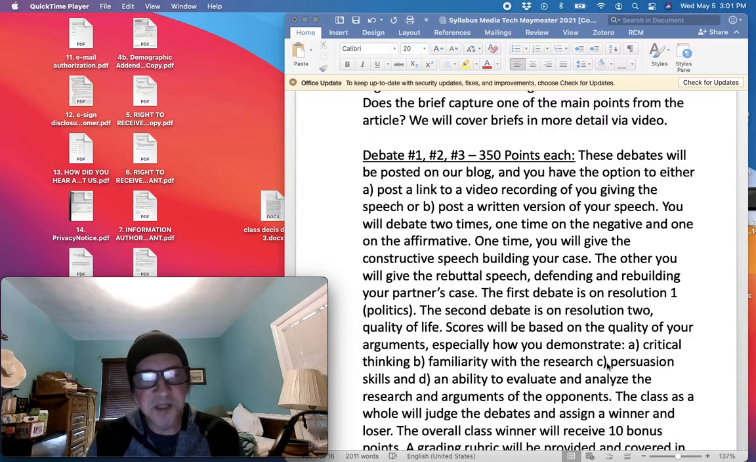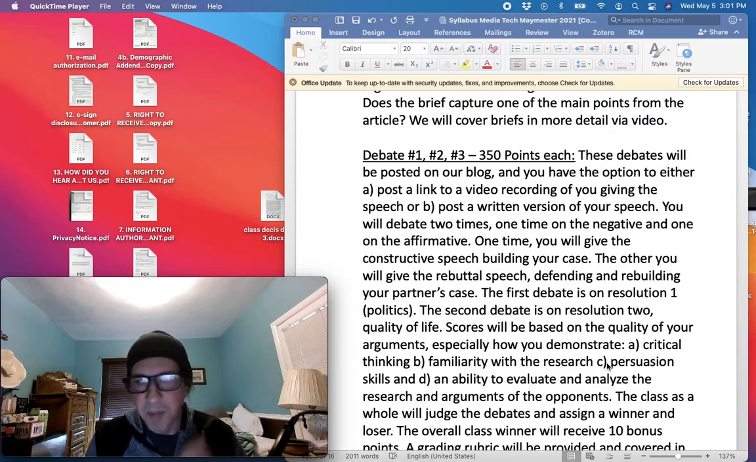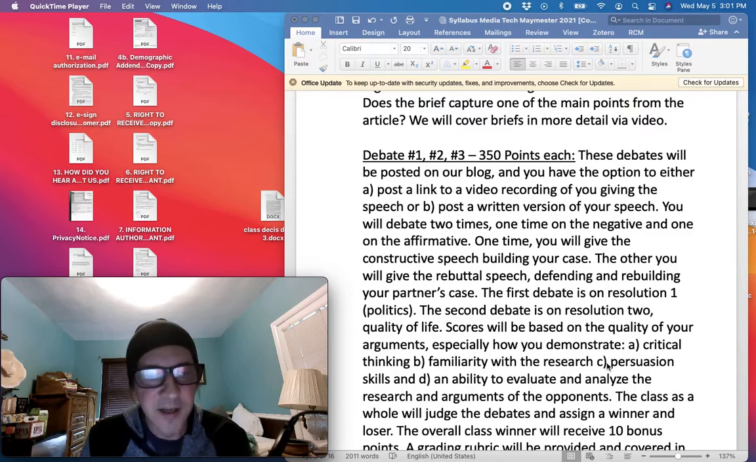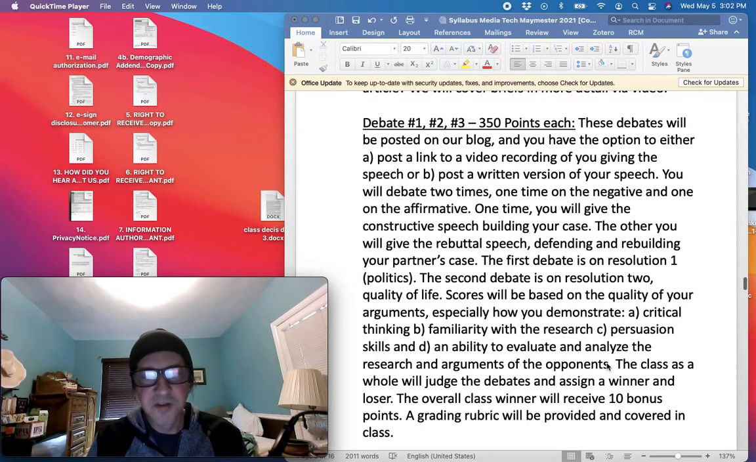And the second kind of speech is called a rebuttal speech. And a rebuttal speech is where you're responding to that case. So say you're a negative speaker and you're doing the negative rebuttal, you'll be answering the affirmative's case, the affirmative's constructive speech. Still using research, but also using sort of your own critical analysis to do those rebuttal speeches. So you'll give one affirmative speech and one negative speech. You'll give one constructive speech and one rebuttal speech.